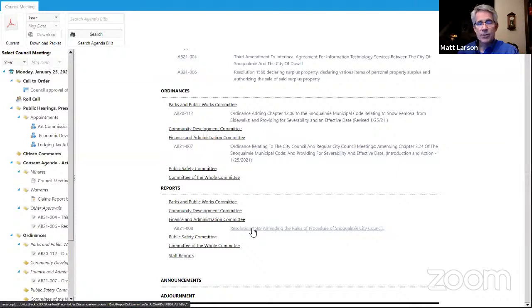All right. All those in favor say aye. Aye. Aye. Opposed? All right, motion carries. Any other report for Finance Administration Committee?